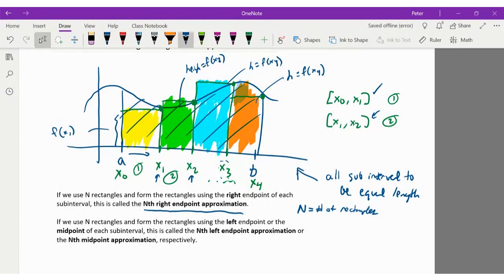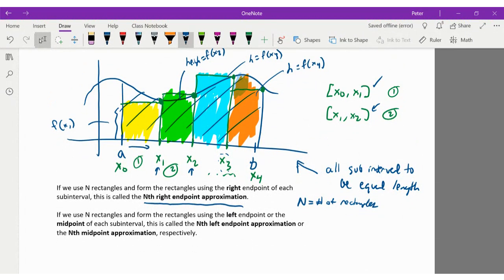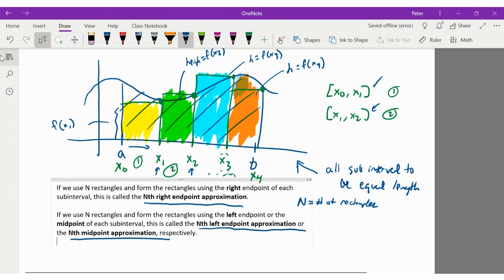All right, so let me continue. This is not, of course, the only way to do this approximation. As long as I'm drawing rectangles that are reasonably associated with the curve, I'm going to get some sort of approximation. So we could also do what's called the nth left endpoint approximation, or the nth midpoint approximation. Just briefly draw what those look like.